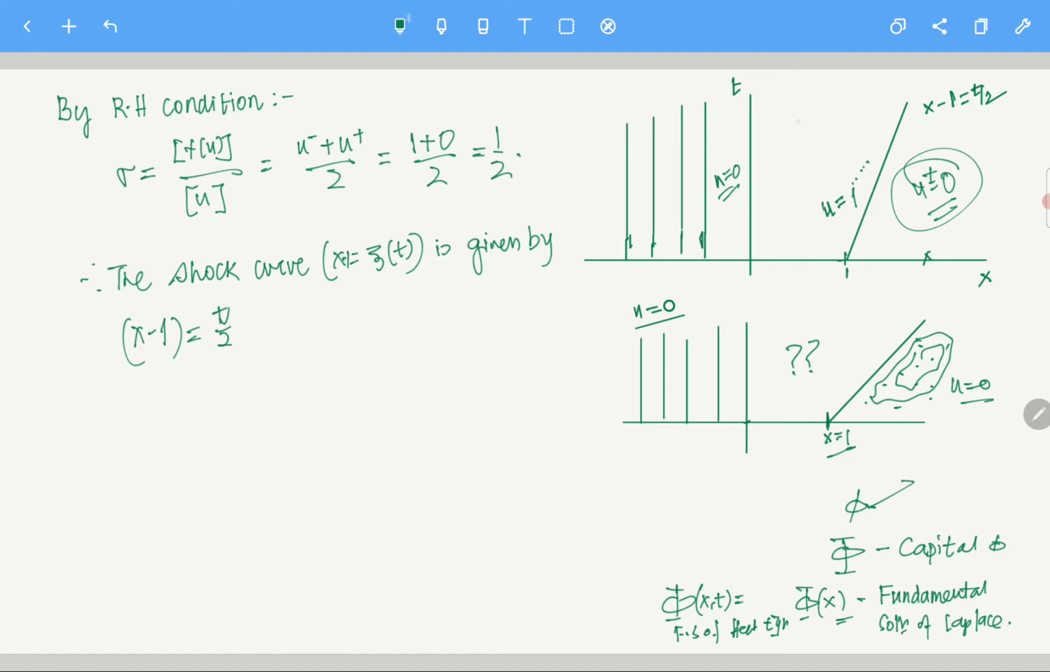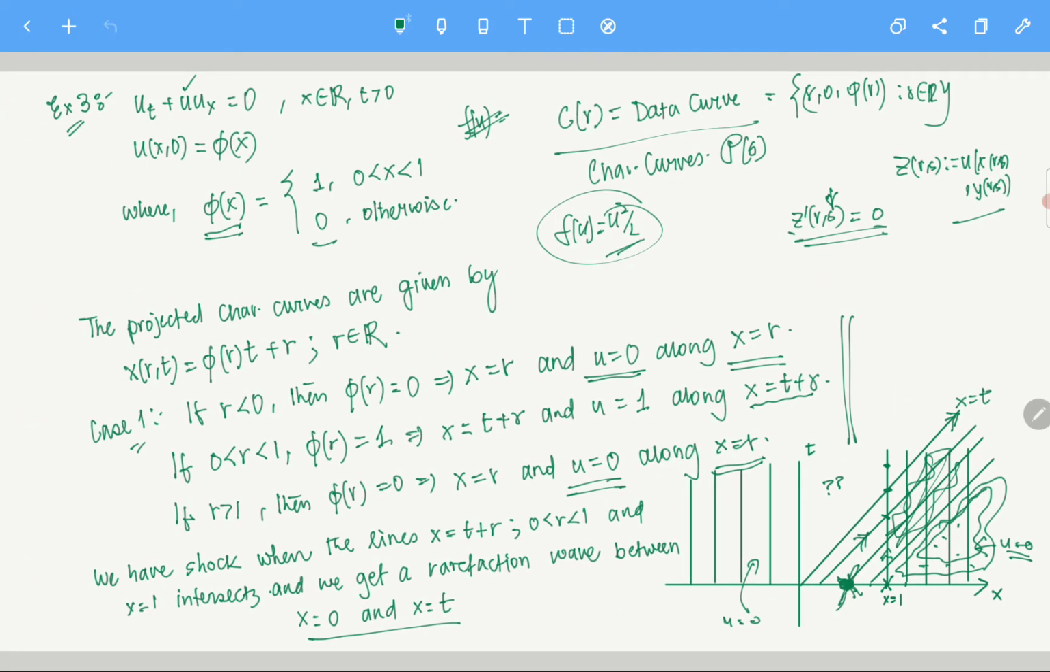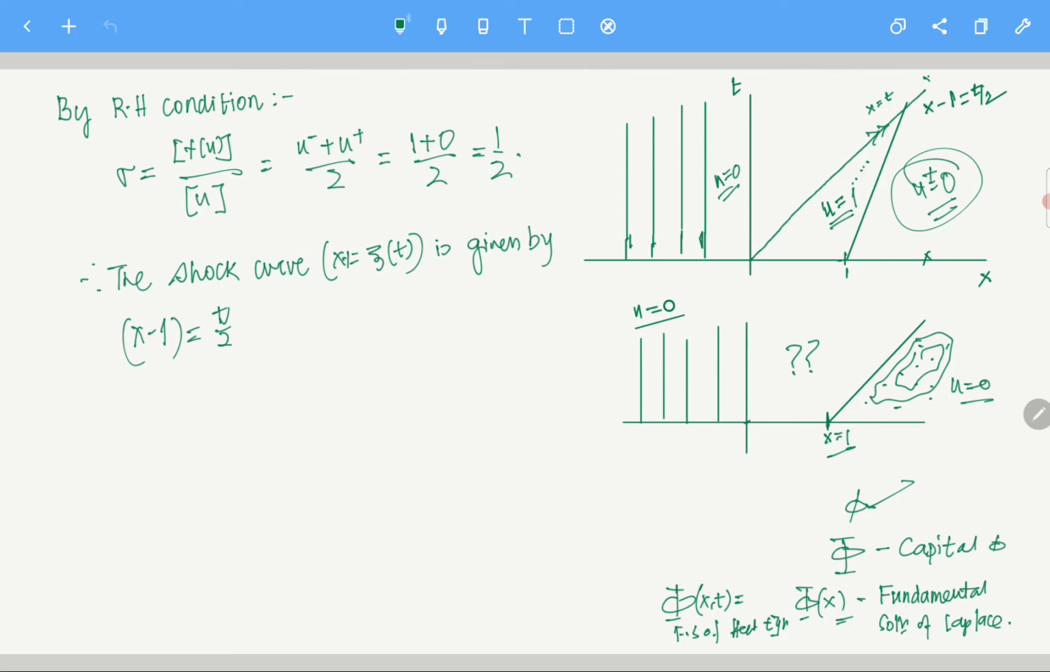But is it always 1? No, it is not always 1. It is 1 up till x equals t. So this line is x equals t. In this part it is 1. Is this clear? In this part, u is 1 because of the initial condition. I am extending it up till here. So u is 1 in this area. Here u is 0. In this part, u is 0. Because on the other side of the shock curve, you want u plus to be 0 and u minus to be 1. So u is 1 in this part.